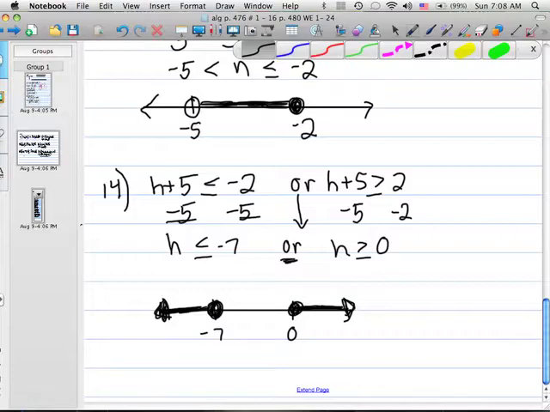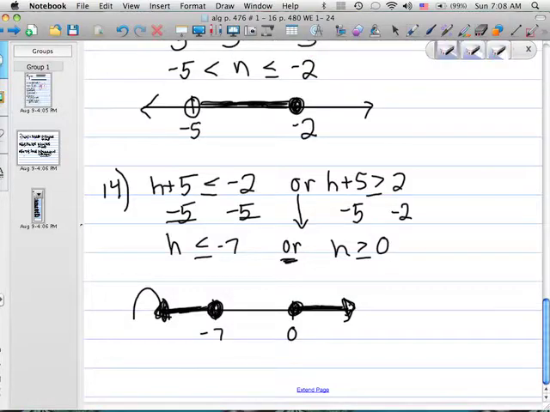Kind of look like eyeglasses. No, I won't do that.